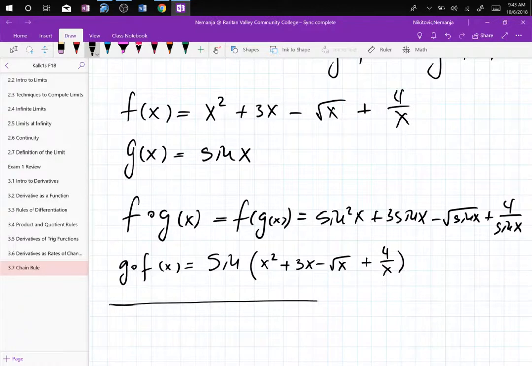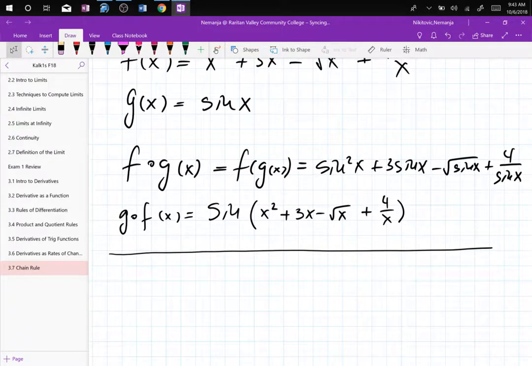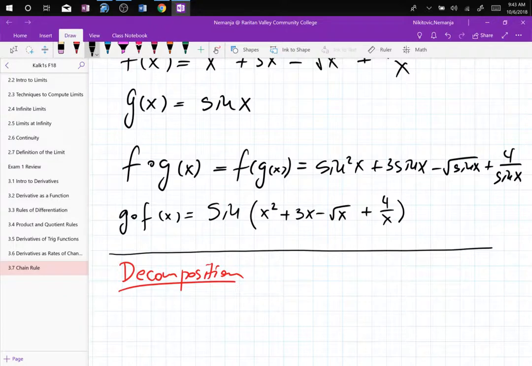Now, unfortunately, that's not the skill we need. We need the skill of decomposition. And that is not something that is taught in pre-calc 1, and it's the opposite of this. And that's the skill we need. So let's talk about function decomposition, which is what we actually need for our chain rule that's coming up. So decomposition.